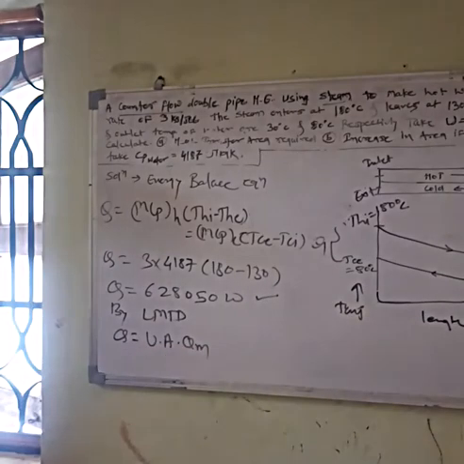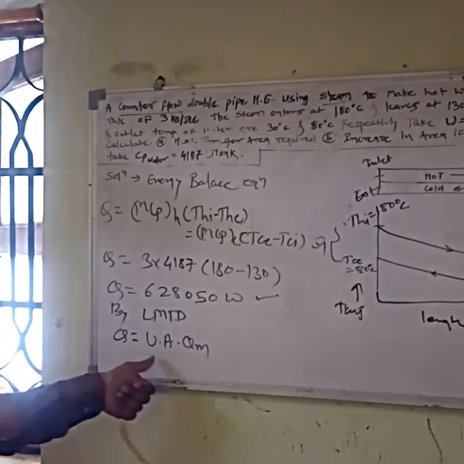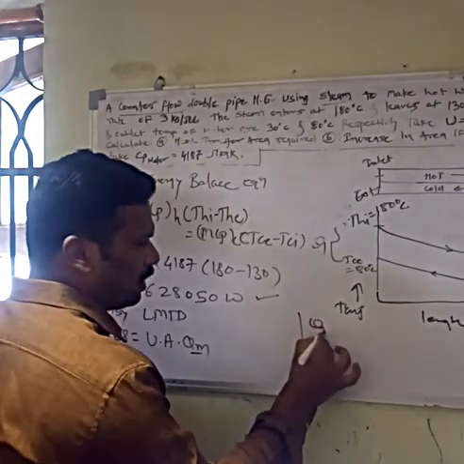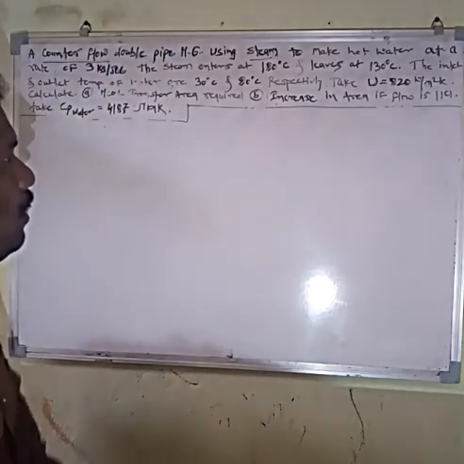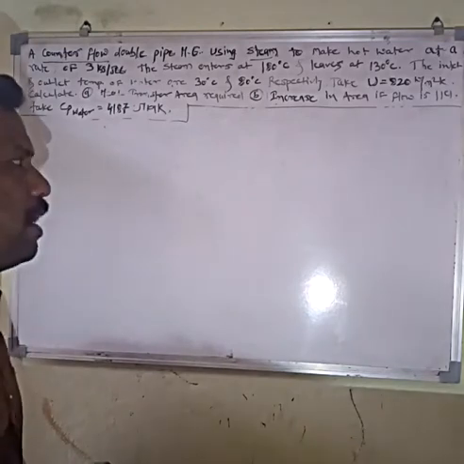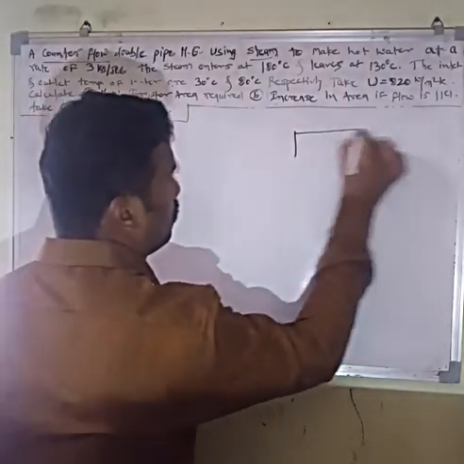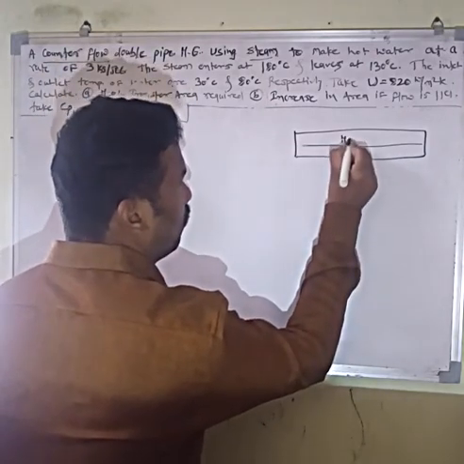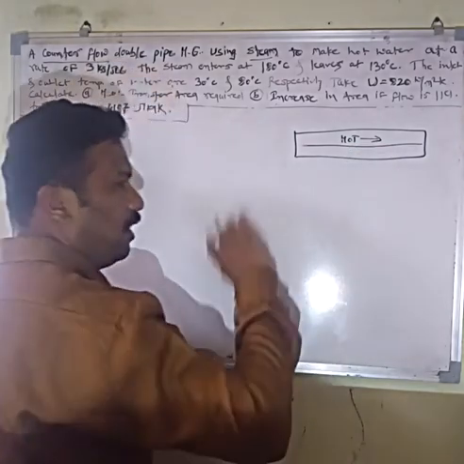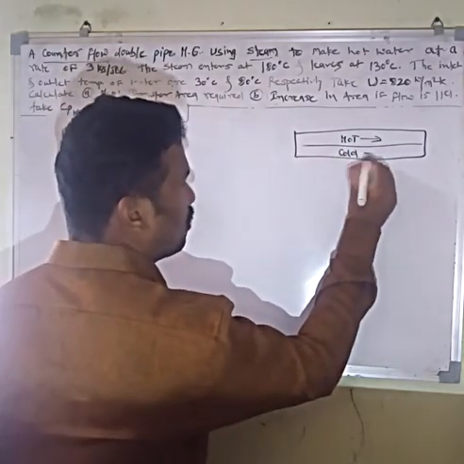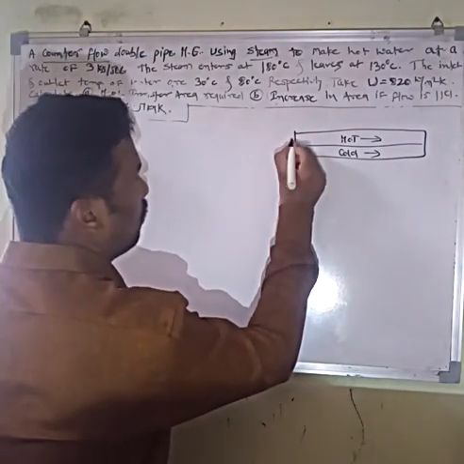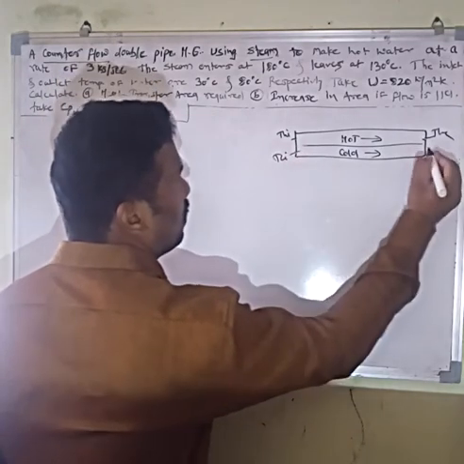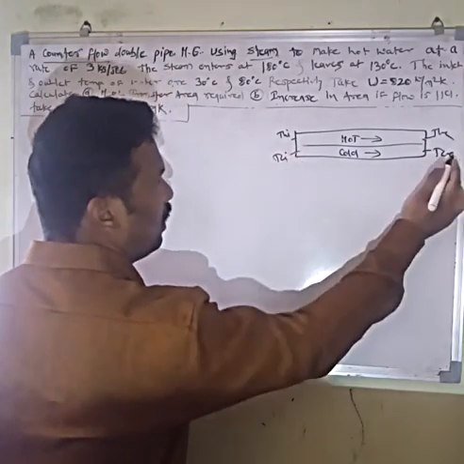Q is equals to U into A into theta m. But what is the value of theta m? Theta m is equals to theta 1 minus theta 2 divided by ln of theta 1 by theta 2. Now in the second part they are asking about the area if flow is parallel. So just draw the parallel flow heat exchanger. These are the two pipes. From one pipe hot fluid is flowing from left to right, in another pipe cold fluid is also flowing from left to right. Here we have Thi, here The, here Tci, here Tce. I for inlet, E for exit.